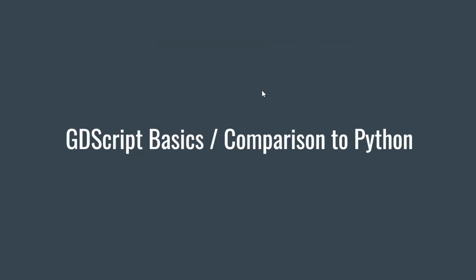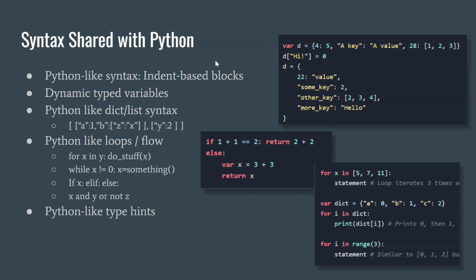All right, so I'm just going to go through a general comparison of GDScript and Python. What's similar is that it's got a very Python-like syntax with the indented blocks, colons, and so on. Dynamically typed variables. The Python dictionaries and lists look the same in GDScript. It's got loops and flows like if, else, elif, for, and while, and so on.